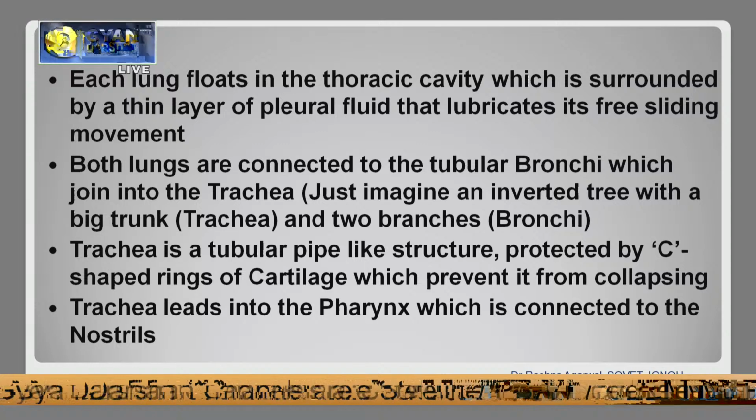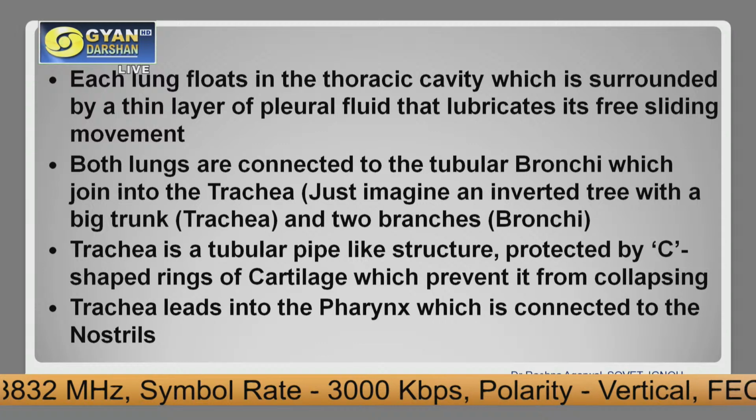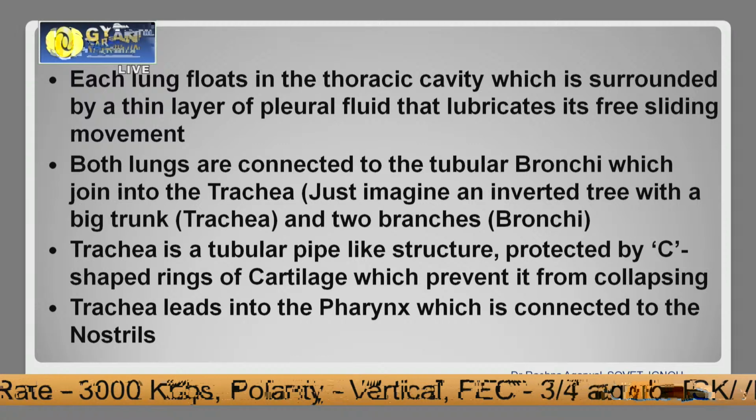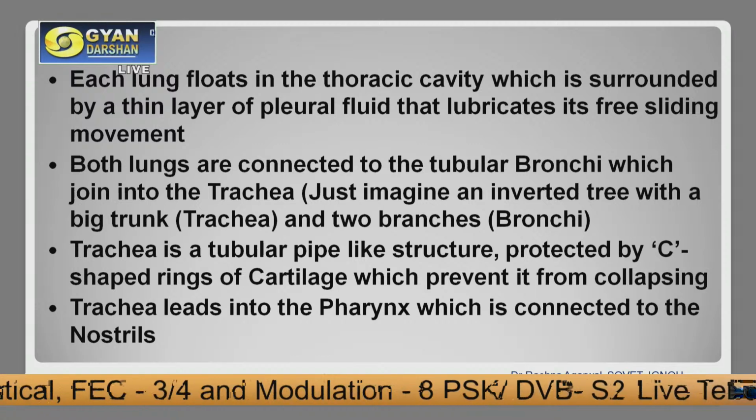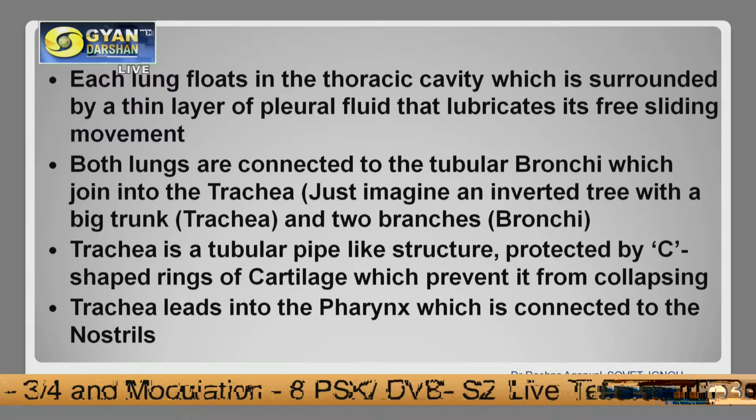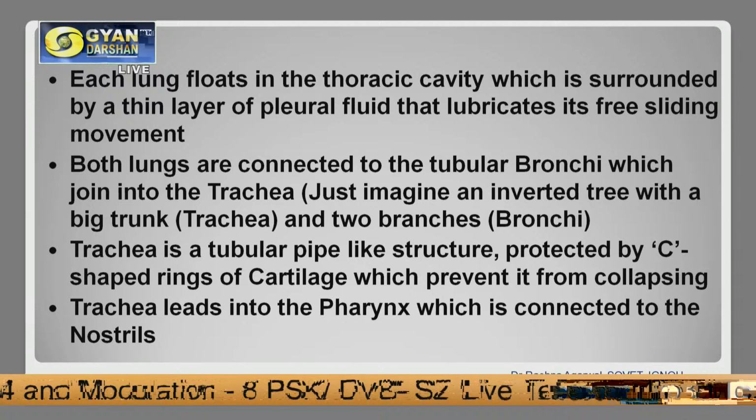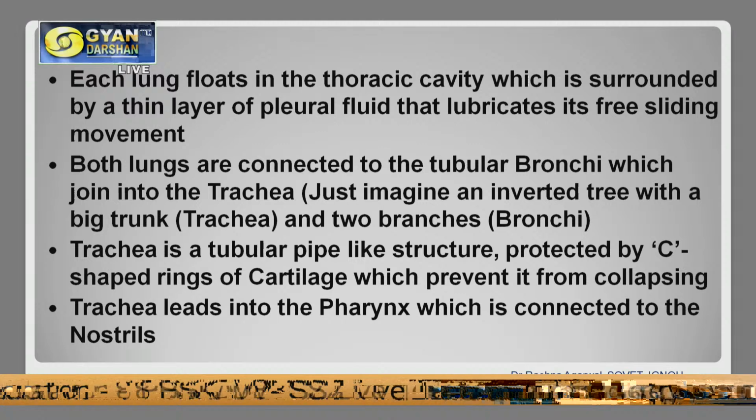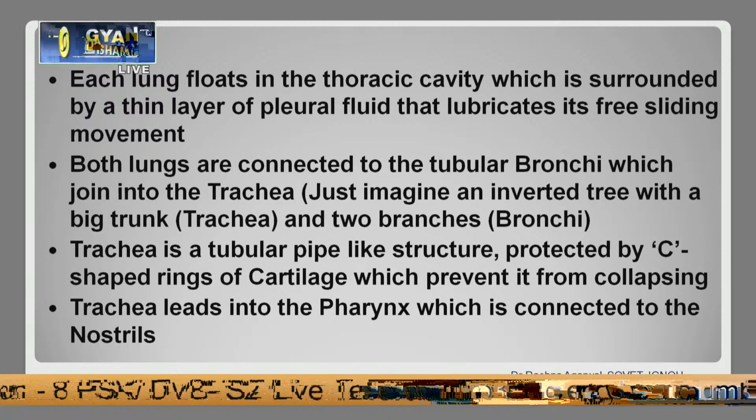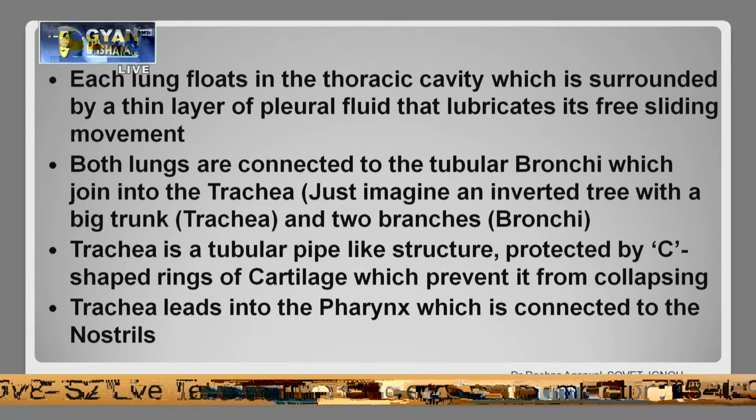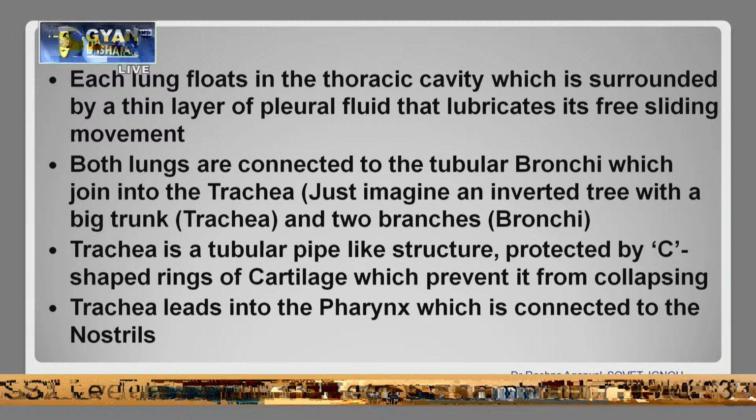Each of the lungs floats in the thoracic cavity and is surrounded by a thin layer of pleural fluid. This fluid helps in the movement of the lungs. That is, it lubricates the lungs from the outside so that they can easily slide in the pleural cavity. So it helps in the movement of the lungs and also in their compression and relaxation when we breathe in and breathe out. Both lungs are connected to tubular bronchi, which, as we have seen, come from the trachea, which is a single pipe.